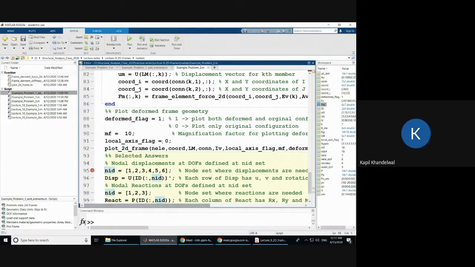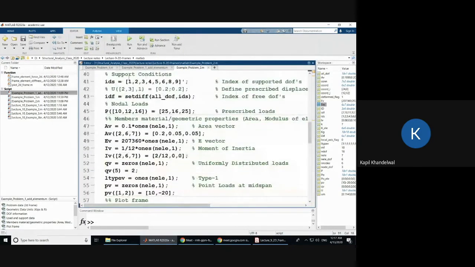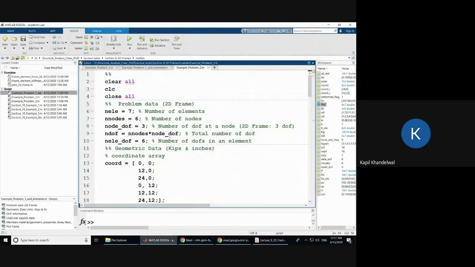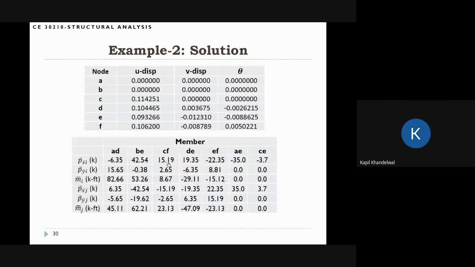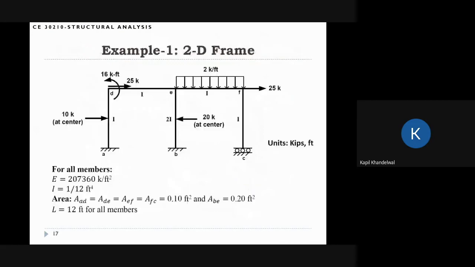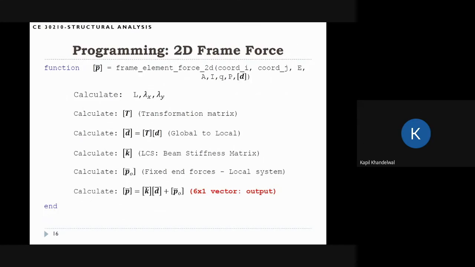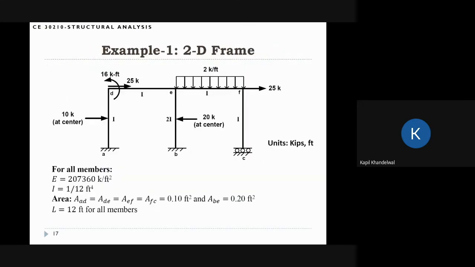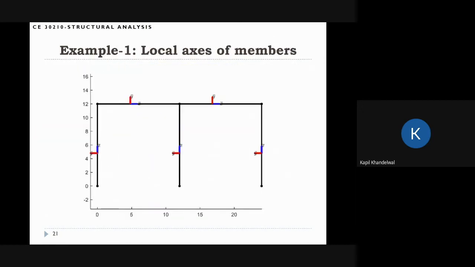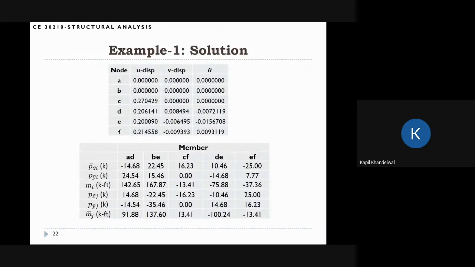What I'm going to do is give you these example problem files, so you will have something to start with. At least you know what the results are for these cases, because the results will be presented on these slides. So what you can do is create these two functions, the frame element stiffness and the frame element force 2D functions, and try to reproduce the results for example number 1 and example number 2. If you are able to reproduce the same results that I have shown here in these tables, this means that you have done the analysis correctly.